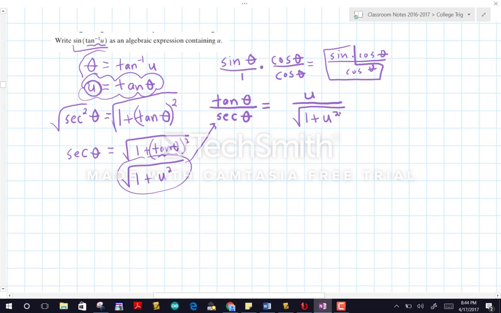So now I can figure out what the sine of the tangent inverse of u is if I know u, by simply putting that value into this algebraic expression.